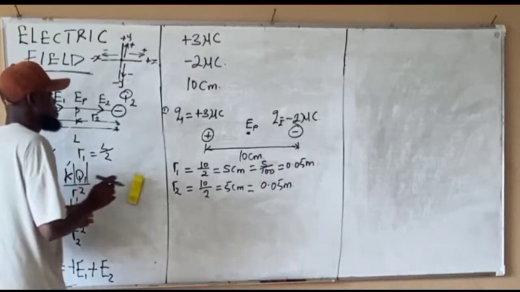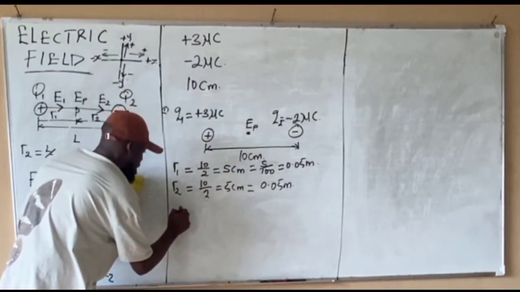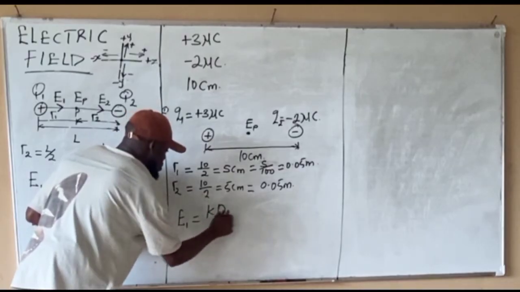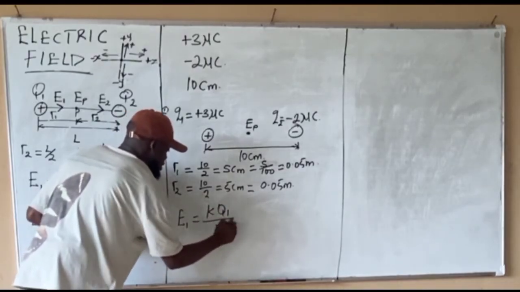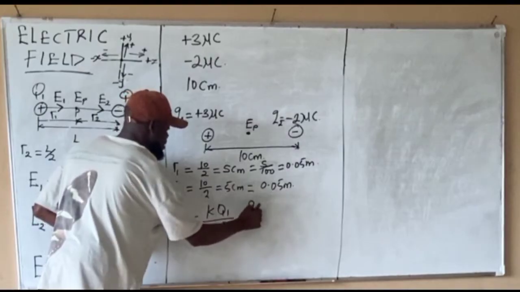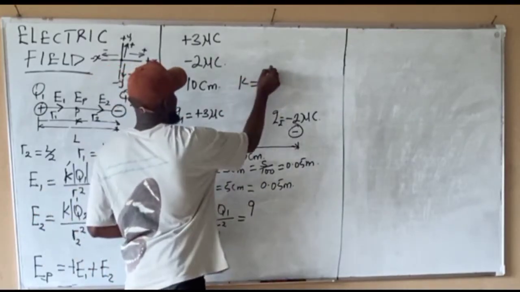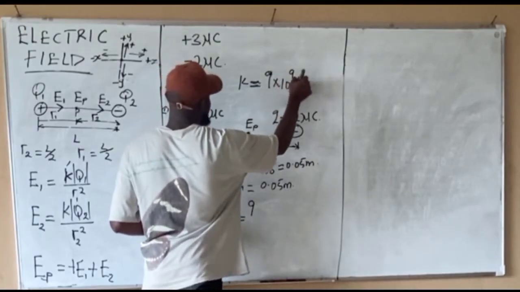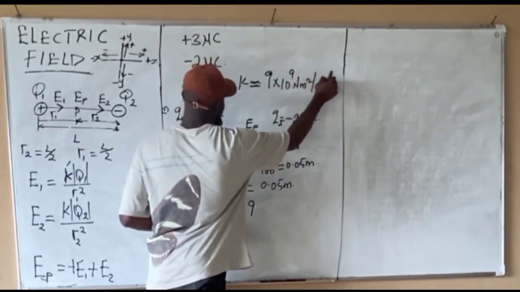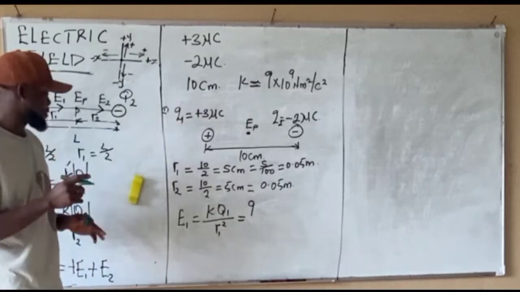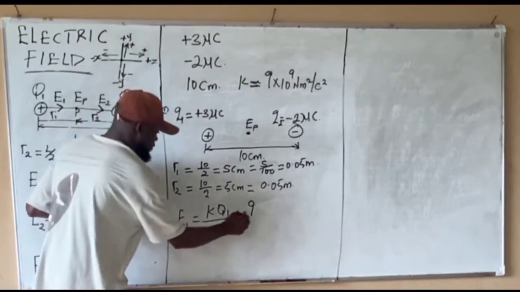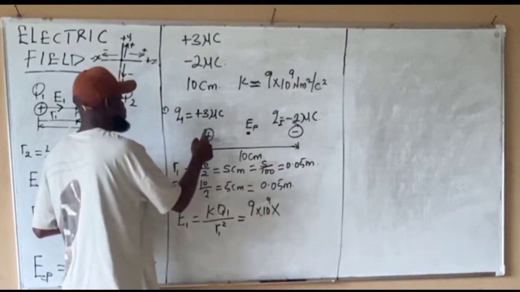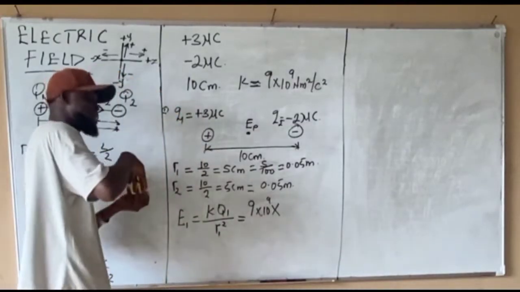Now, what will be the value for our E1? E1 will be Q1 over R square. This is R1. Now, what is K? Remember, K is approximately 9 times 10 to the power 9 Newton meter square per coulomb square. Then we're going to have 9 times 10 to the power 9 times Q1. Now, if you want to use these charges, we don't apply their signs.